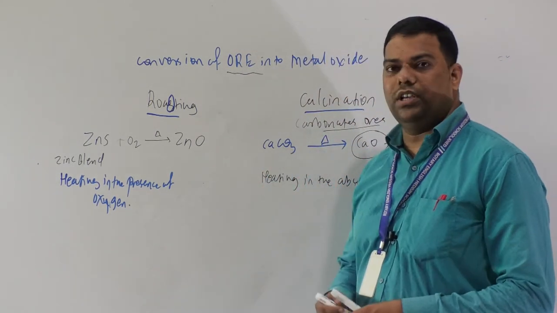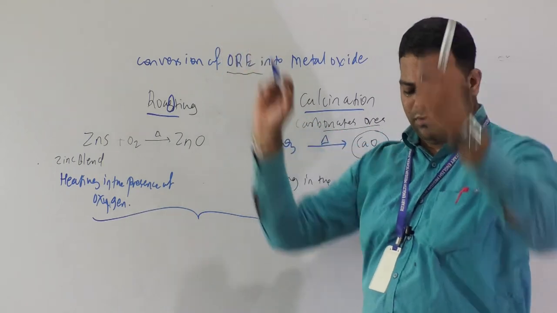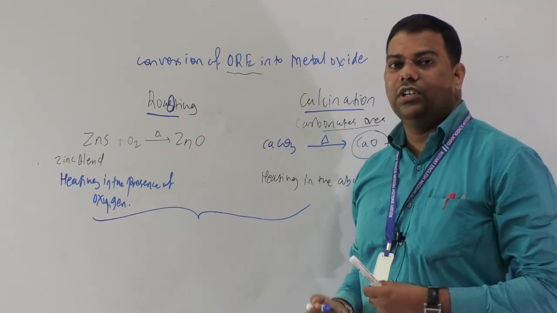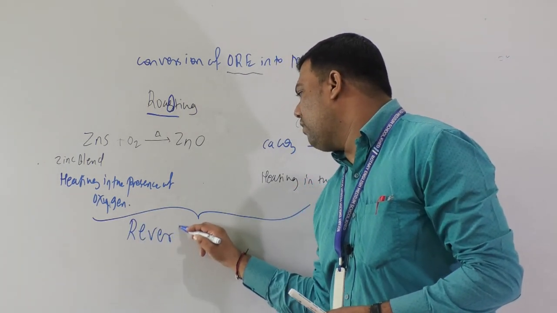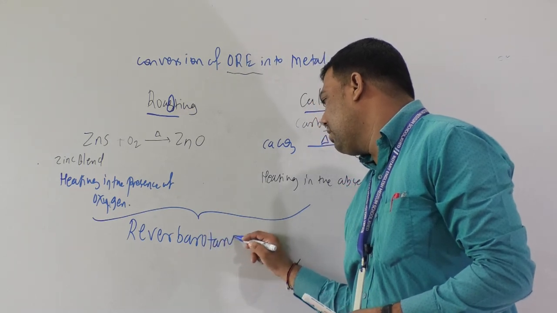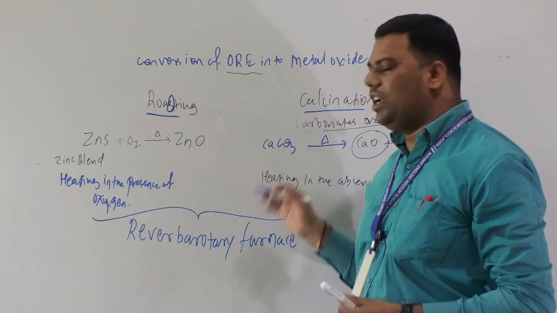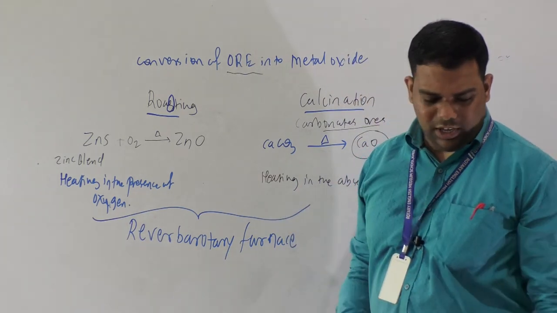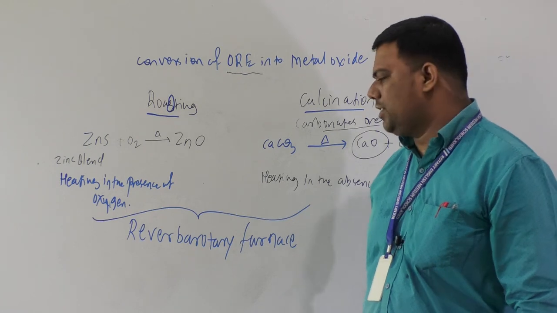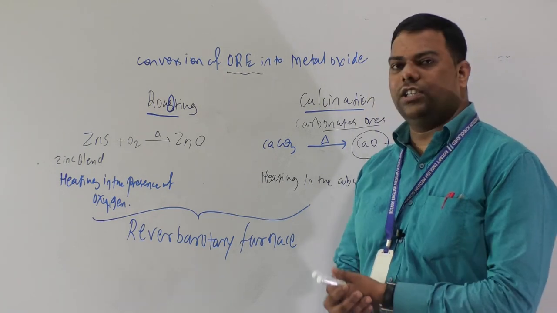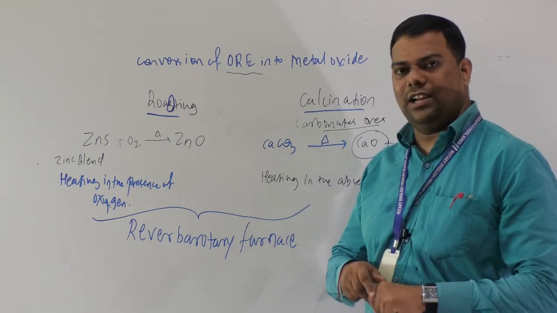One more important thing about this. Both calcination and roasting are carried out in a special type of furnace. That special type of furnace we call the reverberatory furnace. Whatever roasting and calcination we do, we can do in the reverberatory furnace. So in this lecture, we covered these two sub-steps in the metallurgical operation.